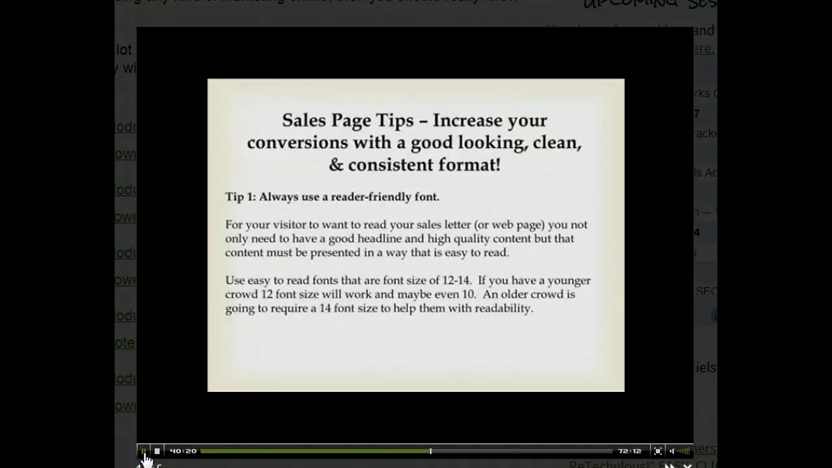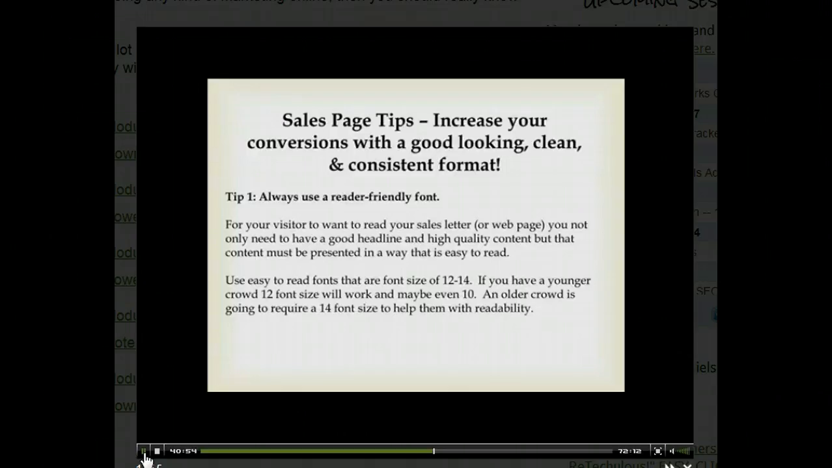All right, we're going to talk about some sales page tips to increase your conversions with a good-looking, clean, and consistent format. That is very important. You need to be professional looking when you have your sales page. I just recently saw a sales page that somebody wanted me to look at. It went from one side of the screen to the other, and it was just a mess. In my mind right away, I knew that person was new, and I knew that they were never going to make a sale when somebody showed up to that sales page.